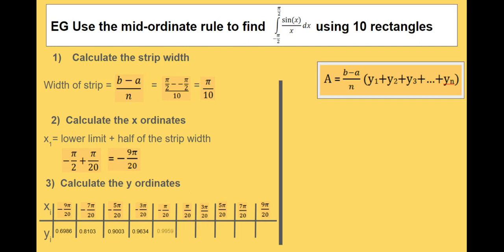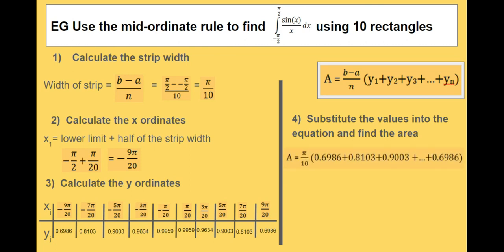So calculate your values. Interesting to note on this one that because of sine being an odd function, our values of pi by 20 and minus pi by 20 are actually the same. They mirror each other. 3 pi by 20 and minus 3 pi by 20, they're the same, and so on. Okay, so now we can substitute our values into the formula. There's the width strip and the sum of the heights of the rectangles, or the sum of the y ordinates, and there's our value.